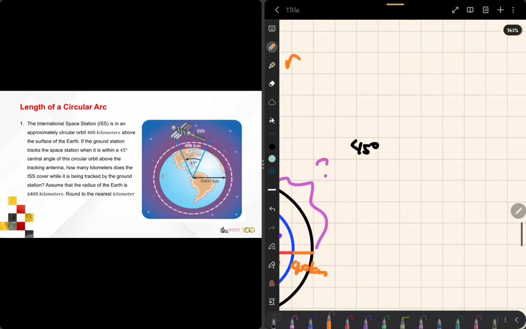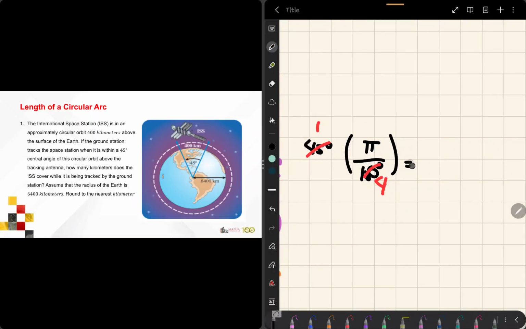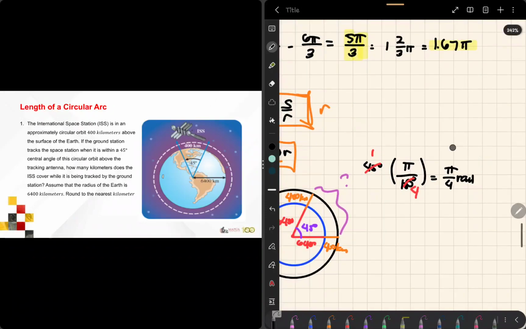So converting 45 degrees into radians, we have pi over 180 degrees. Dividing 180 by 45, we simply get 4. So this gives us pi over 4 radians, or pi over 4 rad.